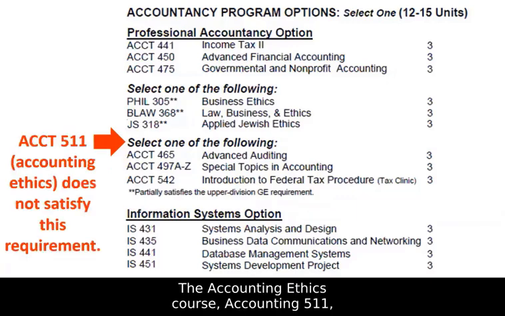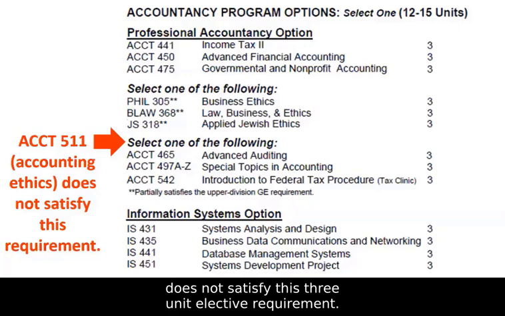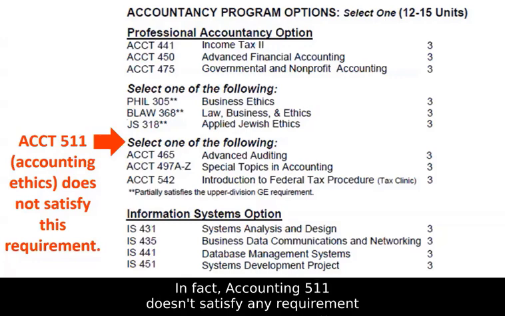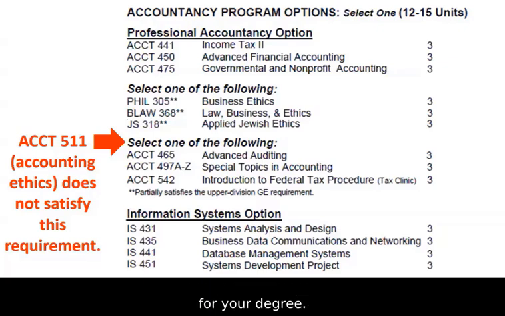The accounting ethics course, Accounting 511, does not satisfy this 3-unit elective requirement. I want to make that very clear. Some students in the past have thought it does. In fact, Accounting 511 doesn't satisfy any requirement for your degree.